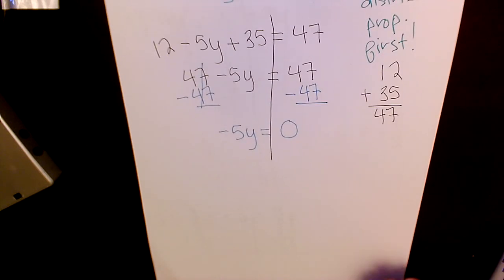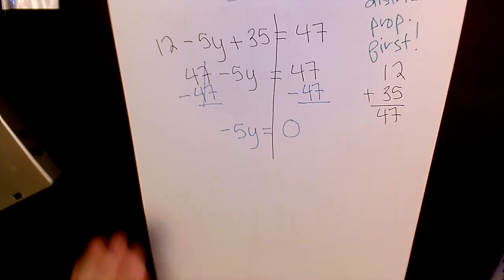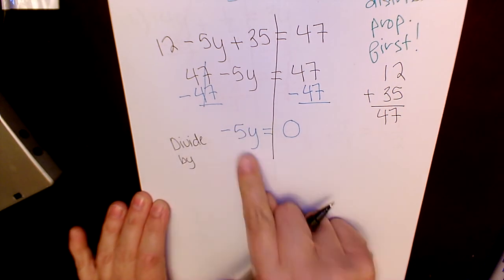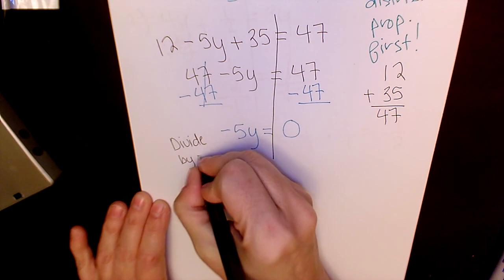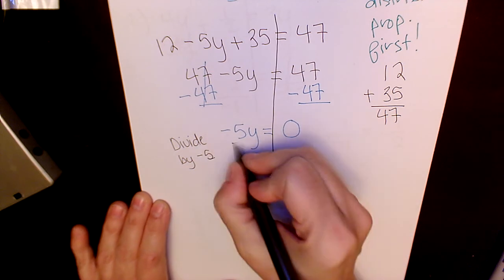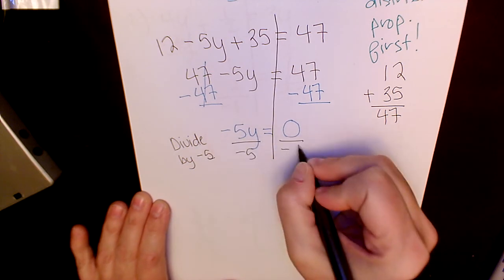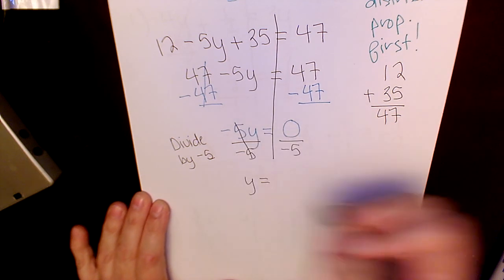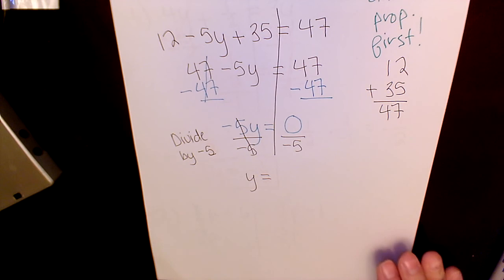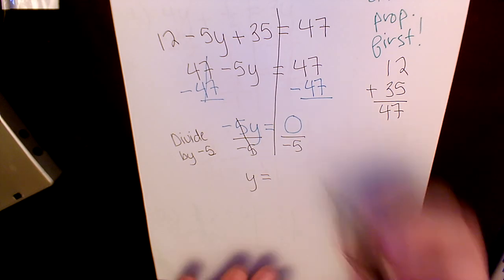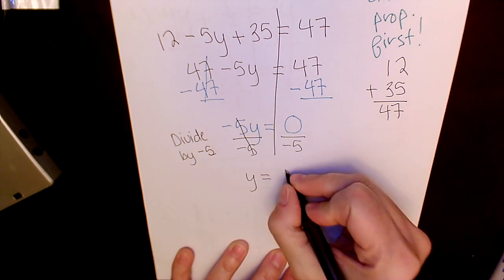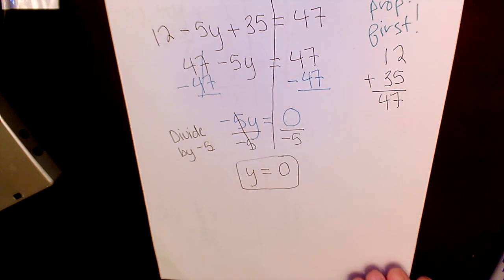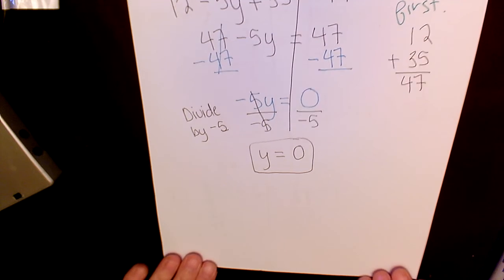So that's interesting. Now my last step, I'm going to divide, and I always divide by whatever number is sitting here with my variable. So I'm going to divide by negative 5. So these cancel out. What's 0 divided by any number? Remember, I can have 0 on top. 0 divided by negative 5 is just 0. So y equals 0.